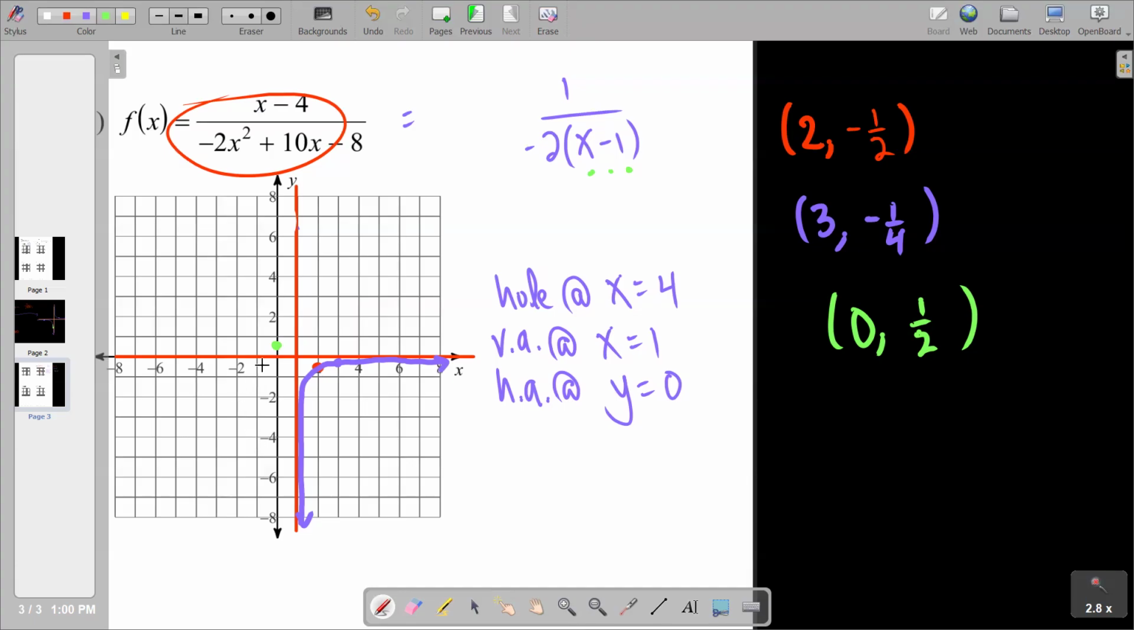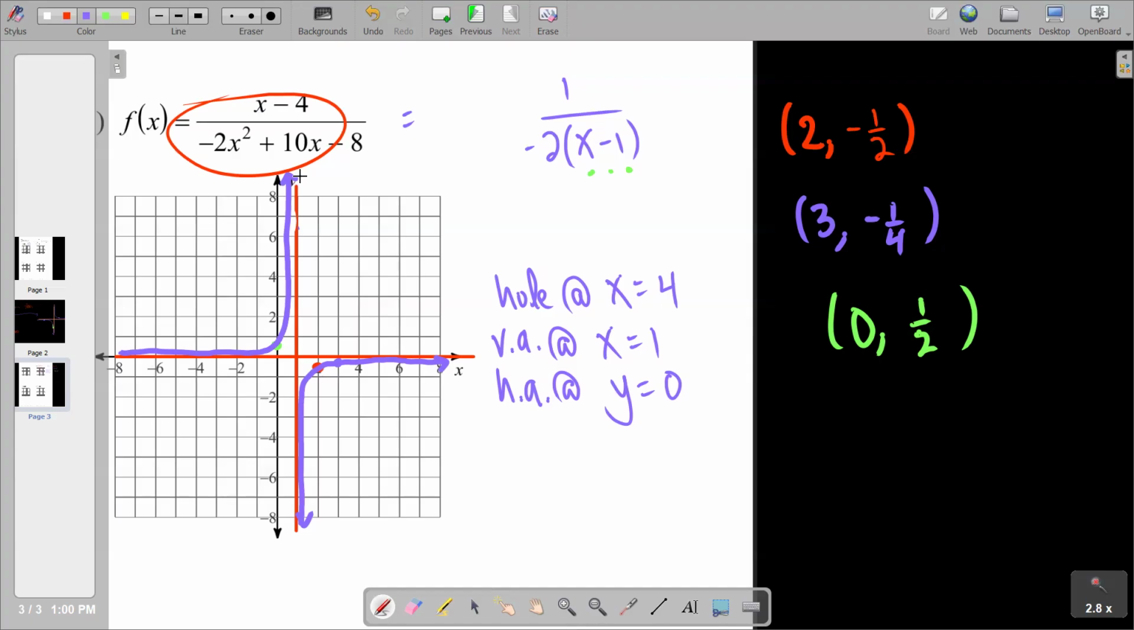So from here, you can do more points if you want to, or you can just say, I got it. I know how it's going to behave. It's going to asymptotically hug onto that horizontal. And then in here, it's going to, again, take a tight curve like that.